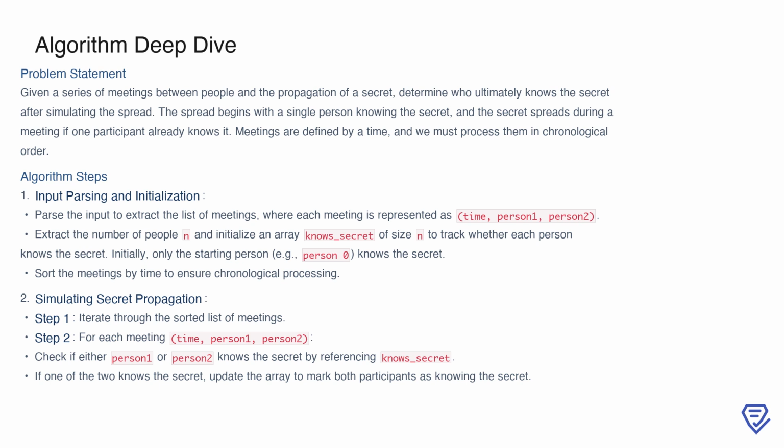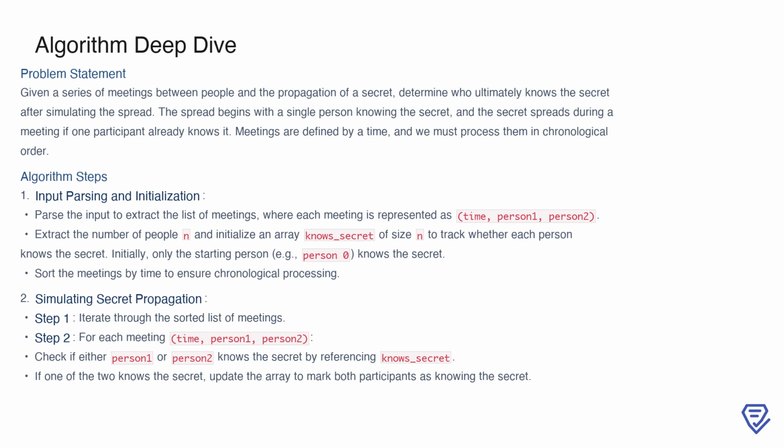To solve this problem, we start by understanding the propagation of a secret through a series of meetings. The goal is to determine which people eventually know the secret after simulating its spread. The secret starts with one person, and during a meeting, it can spread to another person if one of them already knows it. Meetings are processed in chronological order to maintain the correct sequence of events.